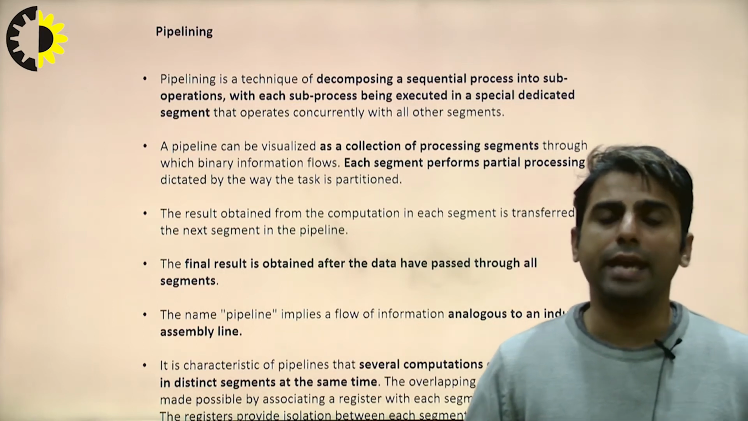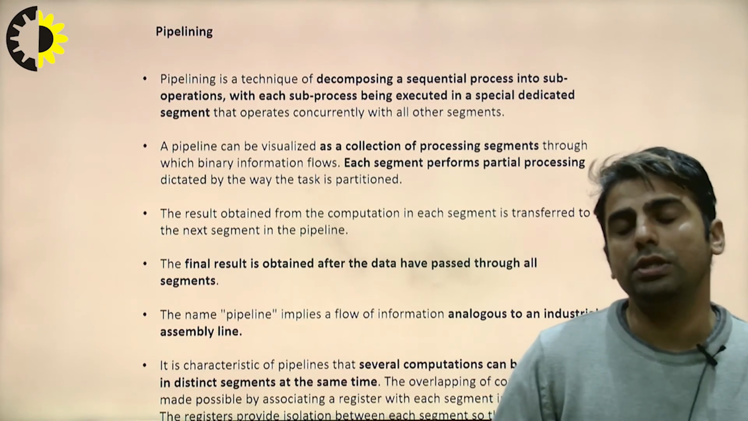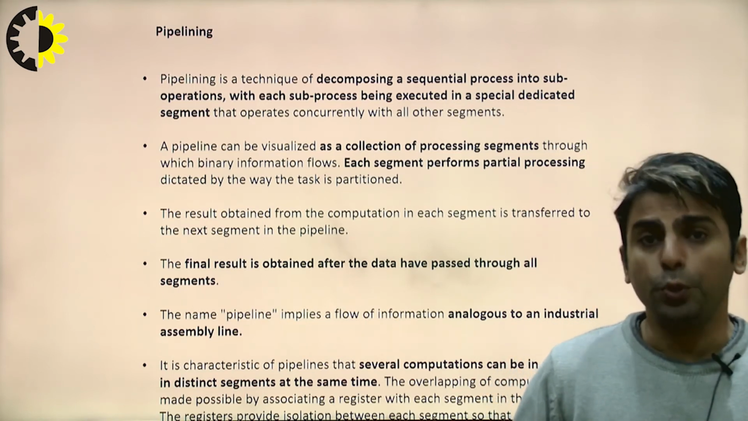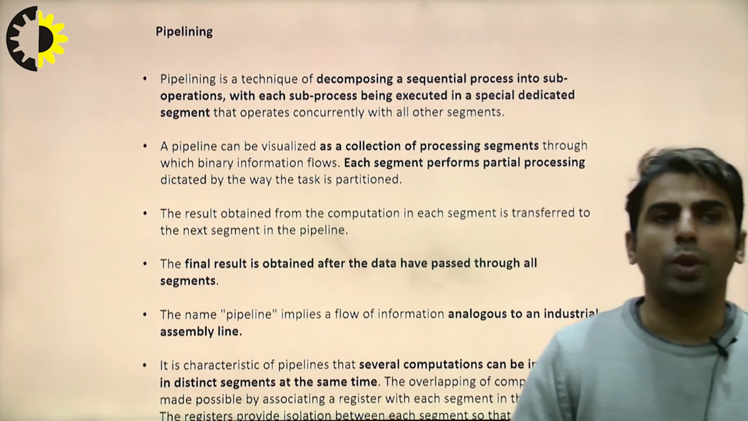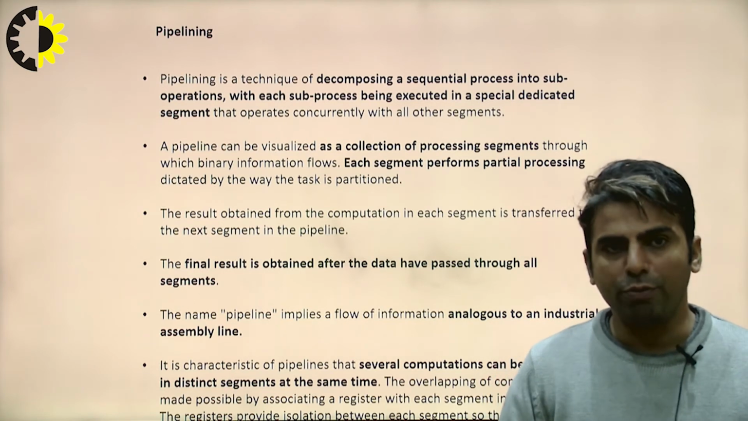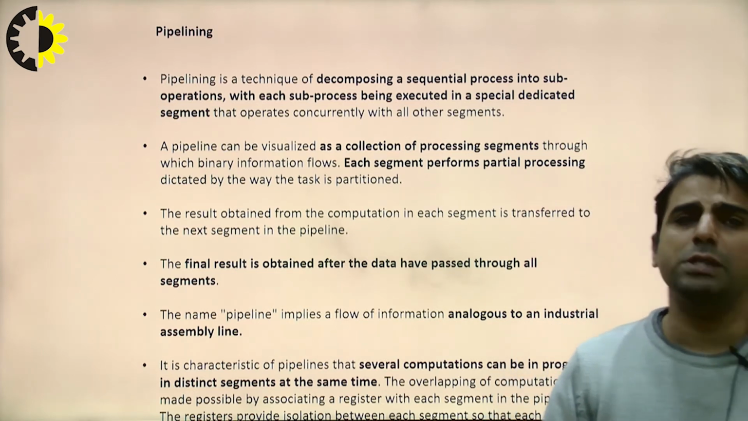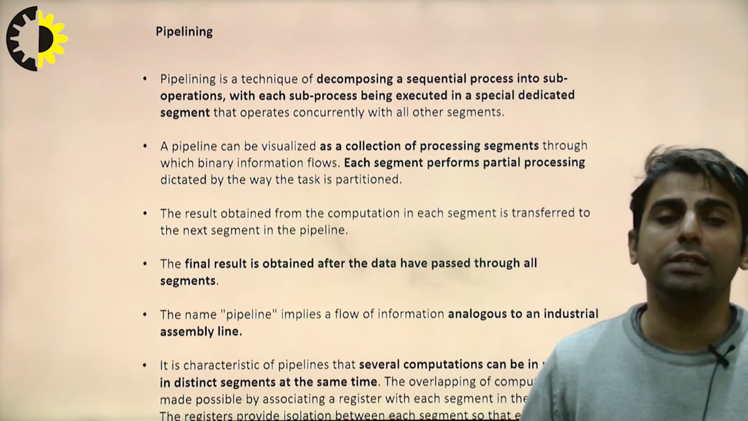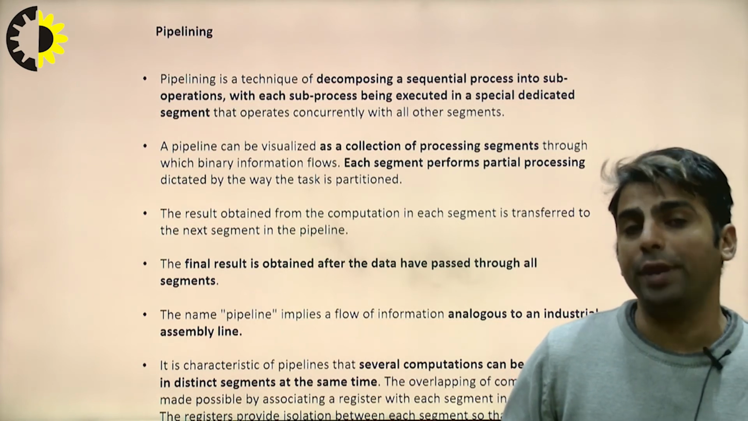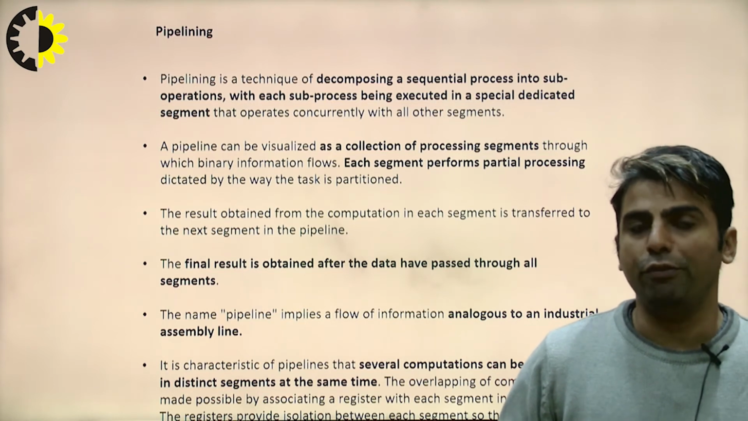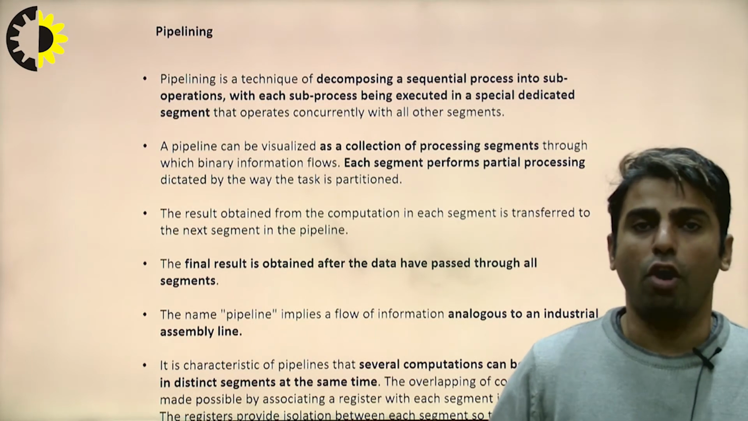And pipelining is a concept which is there to improve the throughput of the system, to improve the computational speed of the system, right? So a pipeline can be visualized as a collection of processing segments through which binary information flows, right? So each segment performs partial processing. Why do we say partial processing? Because every segment is working on a sub operation of the main operation. So therefore it is called partial processing, because it is working on the sub operation of the main operation.